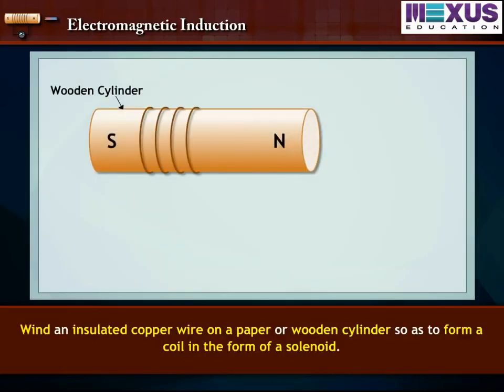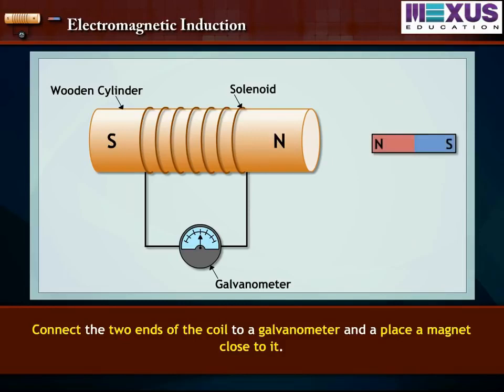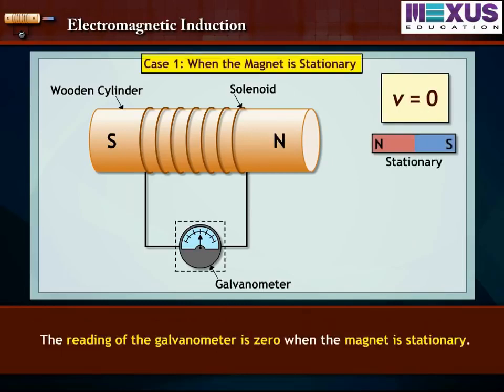Wind an insulated copper wire on a paper or wooden cylinder so as to form a coil in the form of a solenoid. Connect the two ends of the coil to a galvanometer and place a magnet close to it. The reading of the galvanometer is 0 when the magnet is stationary.